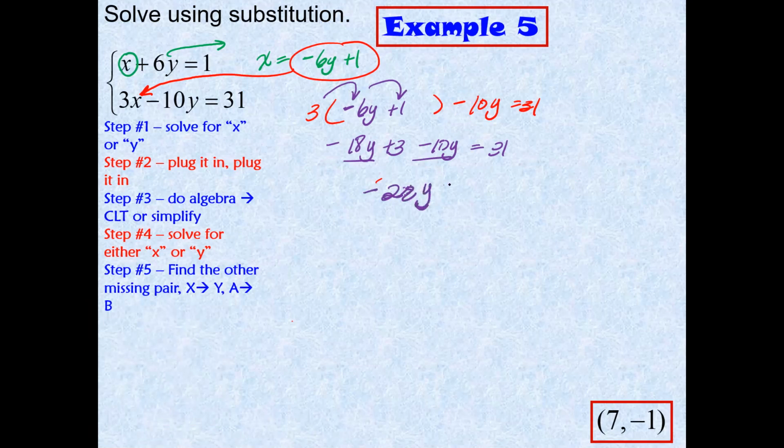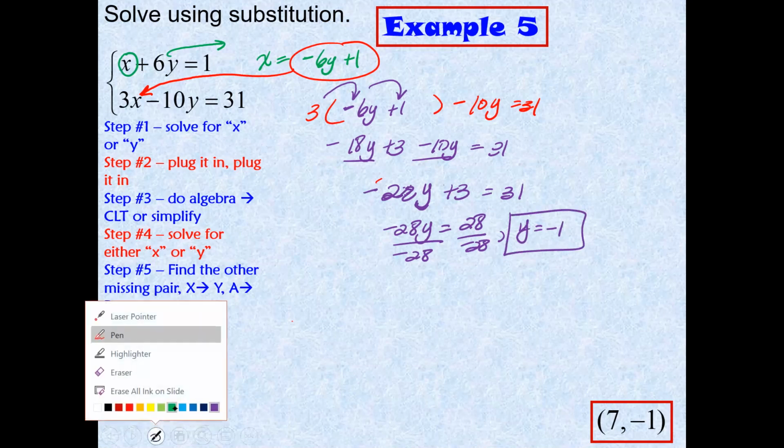The pen is kind of not working. Equals 31. Subtract the 3, which is going to give you a 28. And then divide it by the negative 28 on both sides. So y equals negative 1.